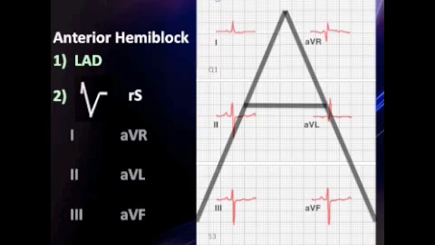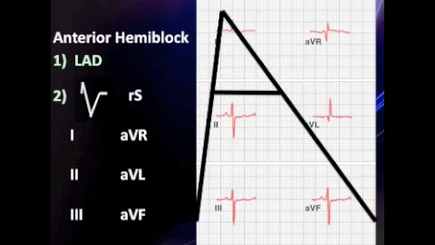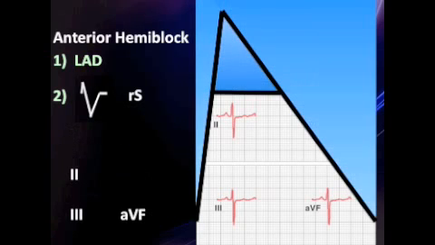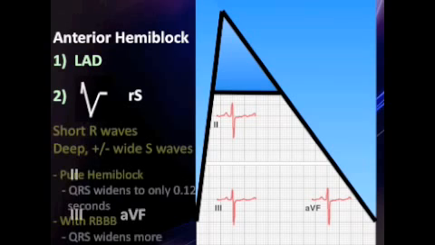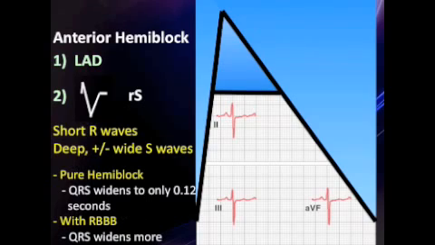So how can we remember that? Well, we draw this funny looking letter A for anterior over the limb leads, which tells us that the inferior limb leads 2, 3, and AVF are what we should be looking at. So here we find a little R and a deep S. Now if it's just a pure hemiblock, the QRS is unwidened, but if concomitant conduction disease exists, for example a person with a right bundle branch block, then the S can look wider. So anterior hemiblocks, number one, you must have left axis deviation. And number two, you're going to have little R, deep S waves in 2, 3, and AVF.